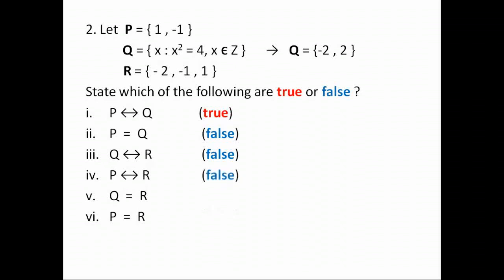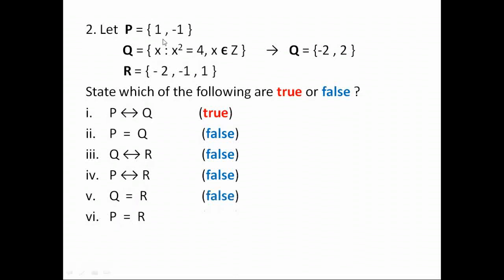Clear? Next, Q is equal to R. Now for being equal, we need to see that the elements are the same. So set Q, the elements are -2 and 2. And what are the elements of set R? -2, -1, 1. Means the elements are not the same, means they are not equal. So it is false.